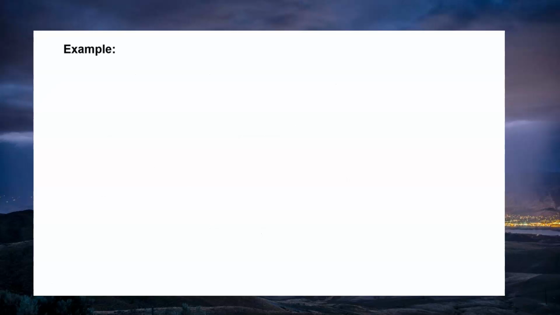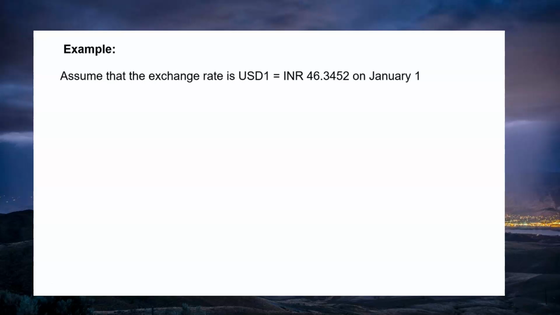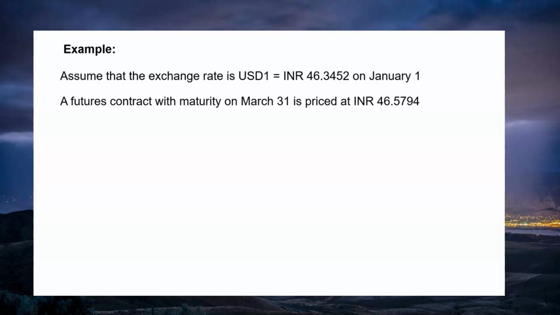Now let us consider an example. Assume that the exchange rate is rupees 46.3452 per dollar on January 1st. A futures contract with a maturity on March 31st is priced at rupees 46.5794.